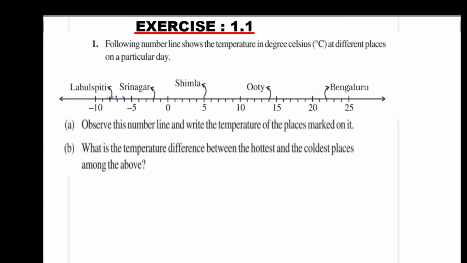So in the last two videos we discussed the basic concepts and theories of integers, and in today's video we will discuss NCERT exercise 1.1 and try to solve the questions. So let's start. The first question.